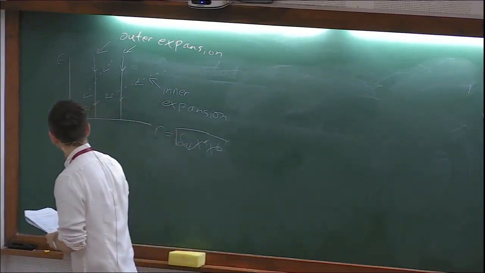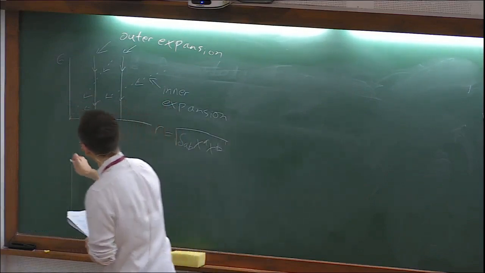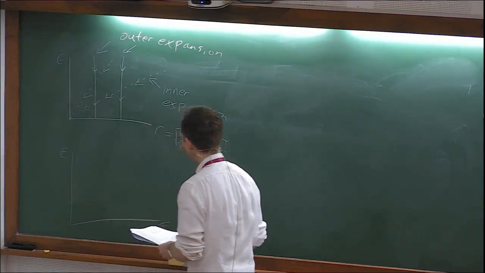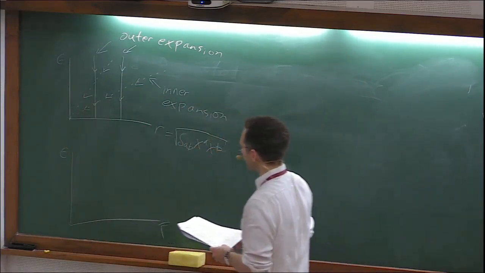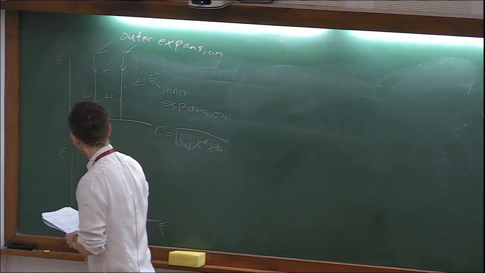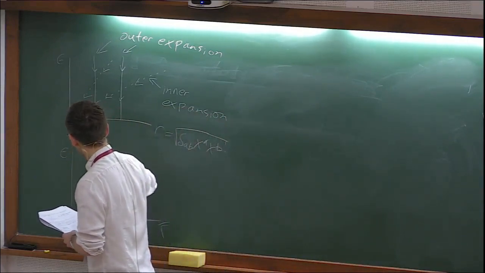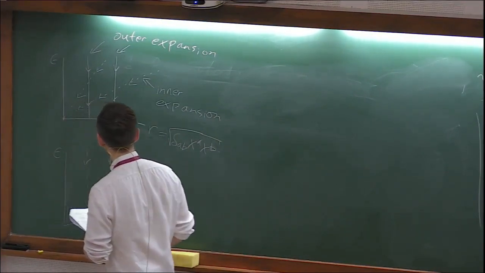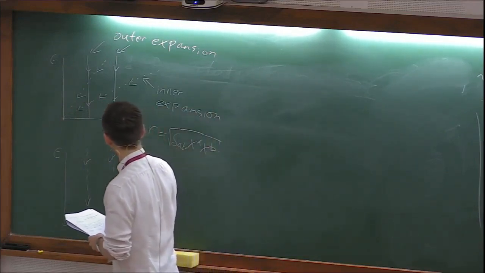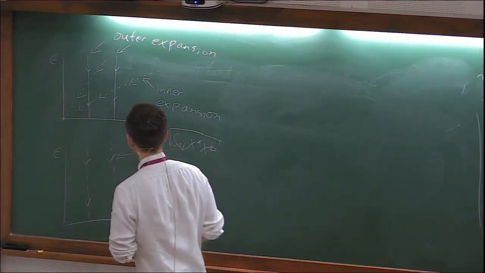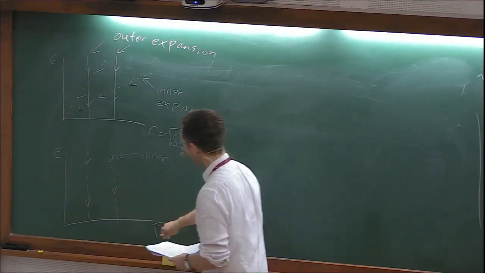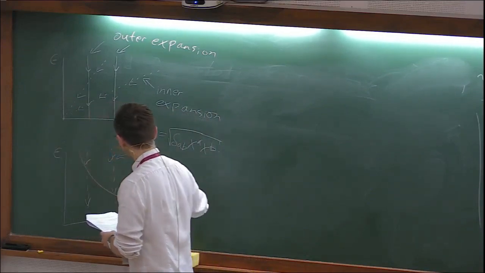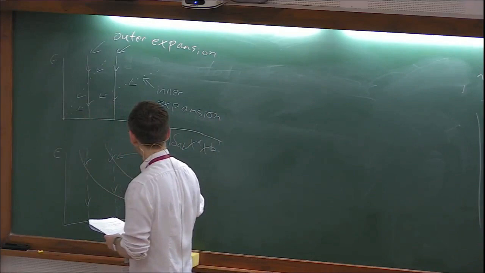Or we can plot these curves in epsilon and r bar coordinates. So in this case, the lines going straight down are now the inner expansion. Epsilon goes to 0 at fixed r, or at fixed r bar. And the outer expansion is now going out. We're following lines that go out to infinity.